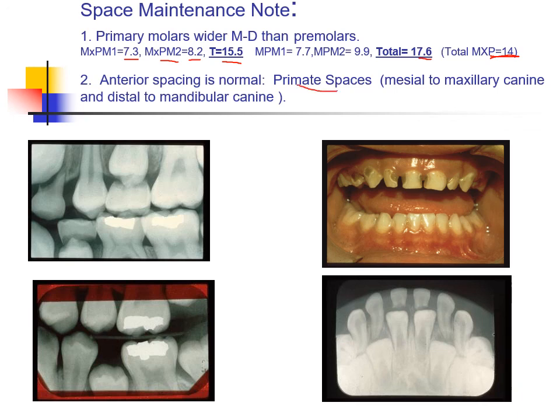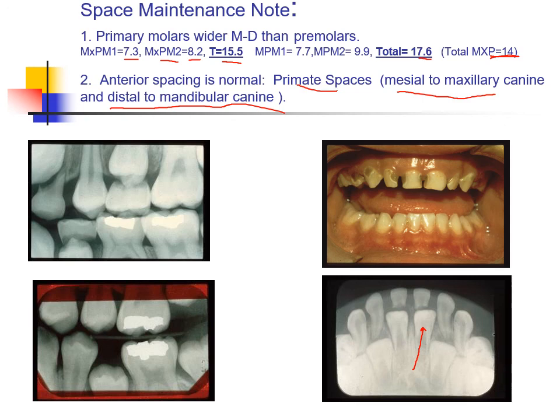The primary dentition also has a phenomenon called primate spaces, and if you look at most primary arches and dentitions, you will see that there is a space mesial to the maxillary canine and usually a space distal to the mandibular canine. So again, that allows for the permanent dentition to come in, oftentimes just a little bit lingual to the primary incisors. It's not uncommon for the lower permanent incisors to erupt a bit lingual to the primary incisors.